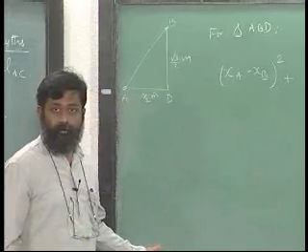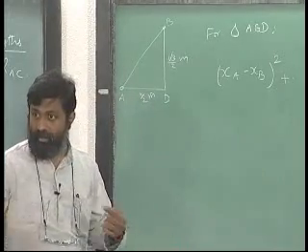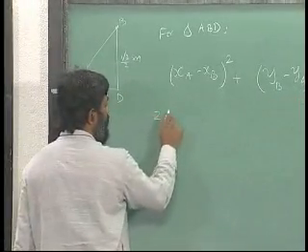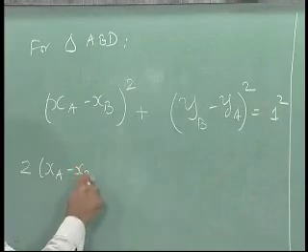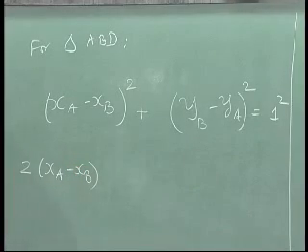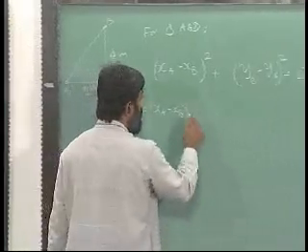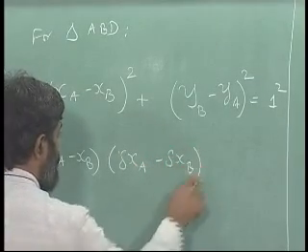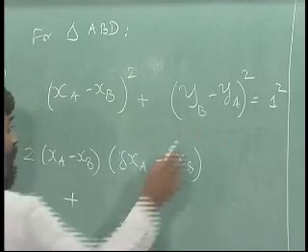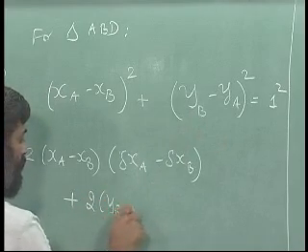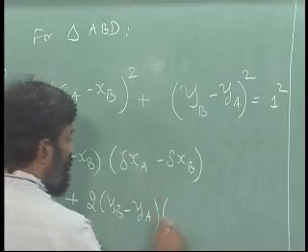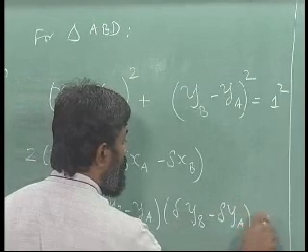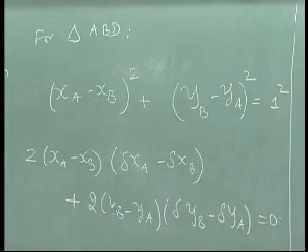Again, if we need to find out the relationships between the virtual displacements, I need to take the variation of this, which is nothing but 2 times xa minus xb. Mind you, this xa minus xb according to the geometry is a positive quantity, times delta xa minus delta xb, plus I have 2 times yb minus ya times delta yb minus delta ya is equal to 0.